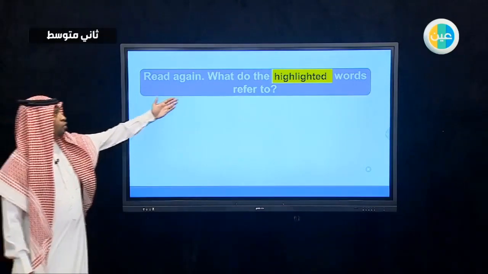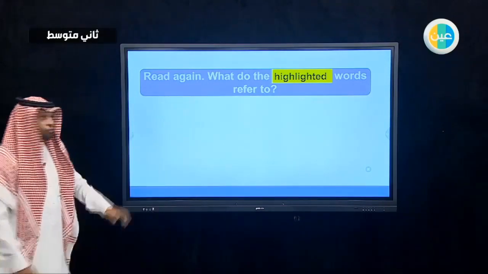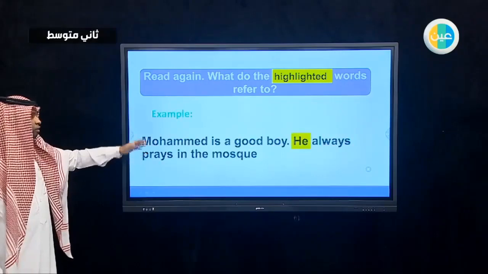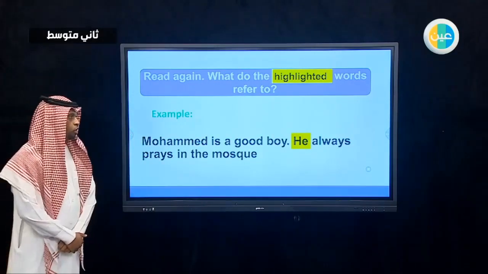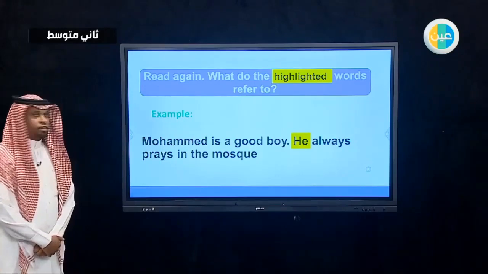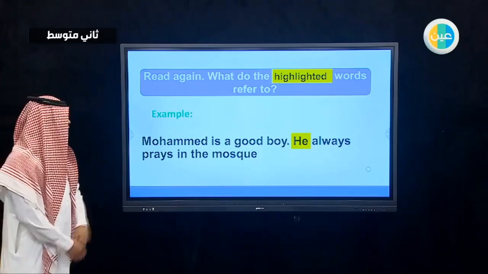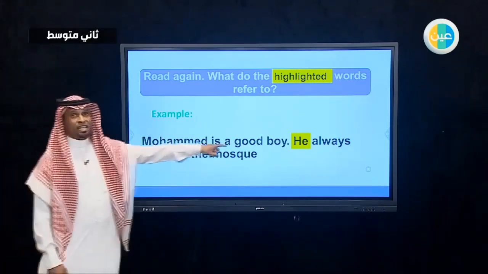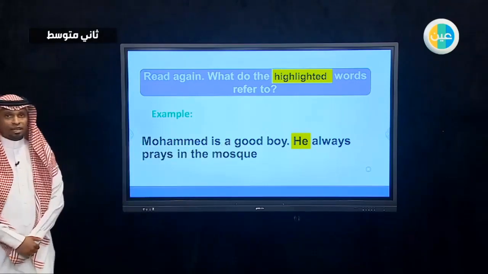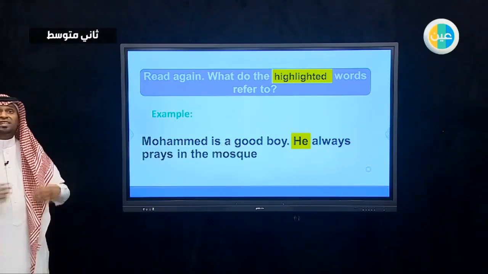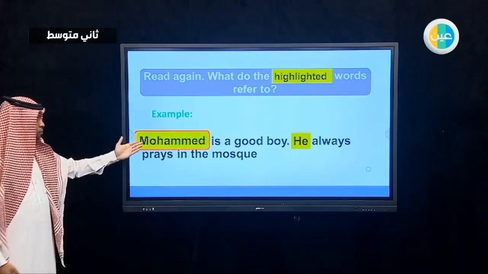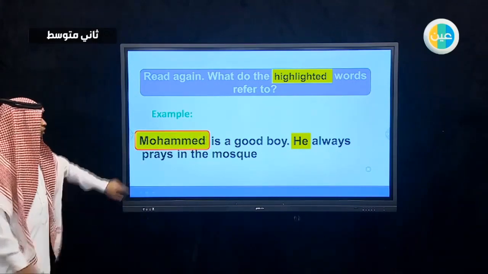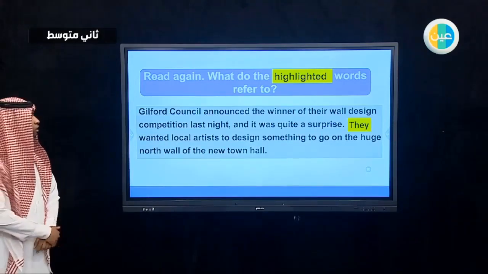Read again. What do the highlighted words refer to? This is an example. I will give you an example for this one. Muhammad is a good boy. He always prays in the mosque. What do you think about this one? What does he refer to? What does he mean, in another word? It means Muhammad. Now, let's move to the next one here.